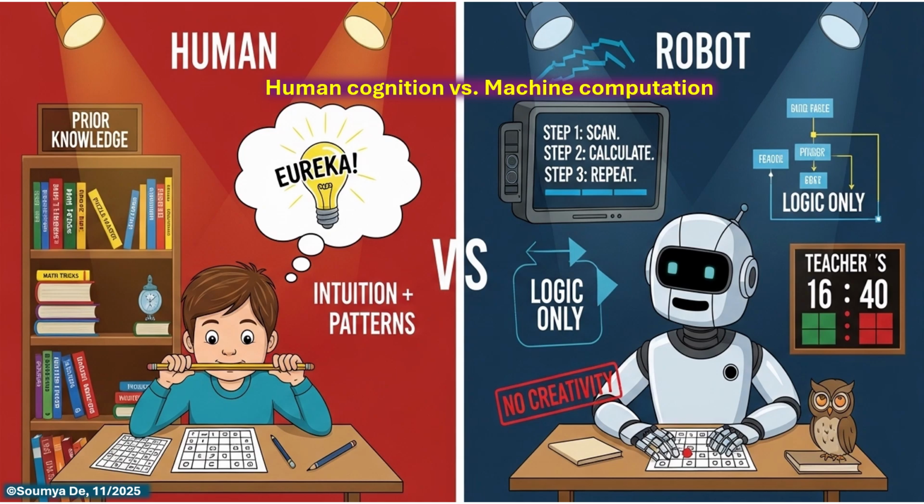A robot can't say, this puzzle is too hard, I quit. It just keeps trying until it fits the constraints. So who is better at Sudoku, humans or robots? Why?